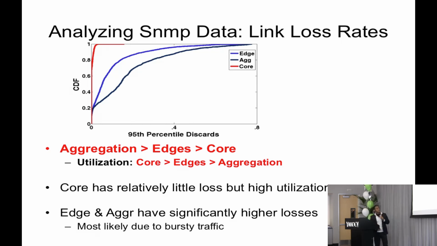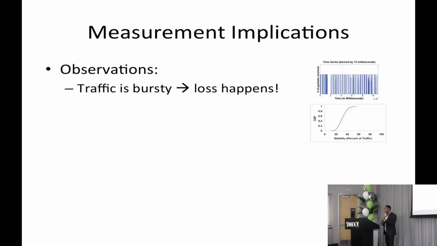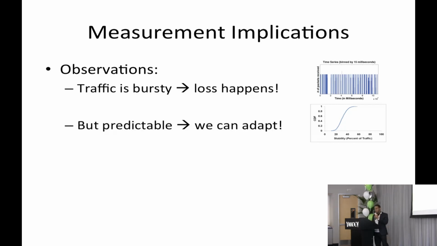So now let's talk about how we can try and use some of these observations to do something. The last couple of slides we talked about how traffic is bursty and loss happens. It's kind of predictable, so we can technically adapt to it, but there's only a small amount of traffic that's predictable. And finally, it's predictable for only a very short amount of time, so if we want to react, we must react very, very quickly.